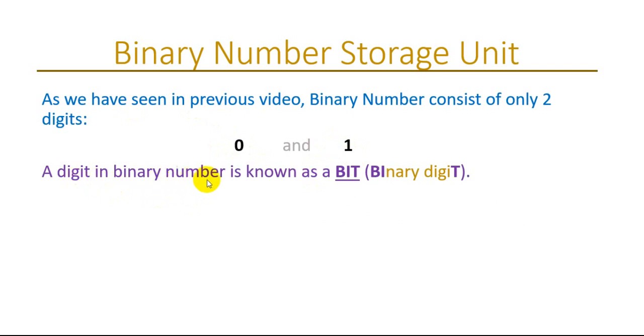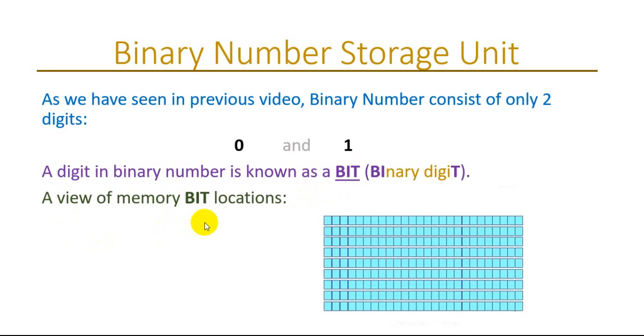A digit in the binary number system is known as a binary digit. So this one or this one will be called a bit. Binary, BI, digit, T. That's how they form the word bit. A view of memory bit locations.